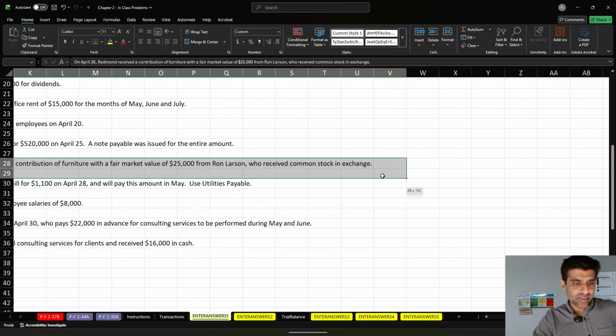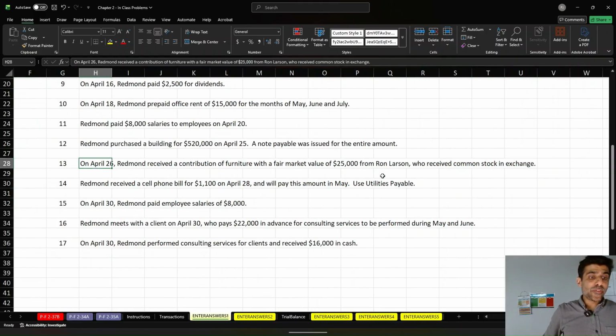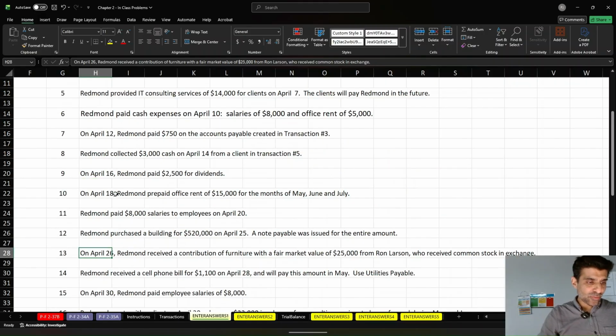Okay, so this one is interesting. In the first transaction, our company gave common stock in exchange for cash. That's the most common way that owners will get ownership in a company. In this case, someone is trading furniture for ownership. Okay, but the furniture has value. It's $25,000 worth of furniture.